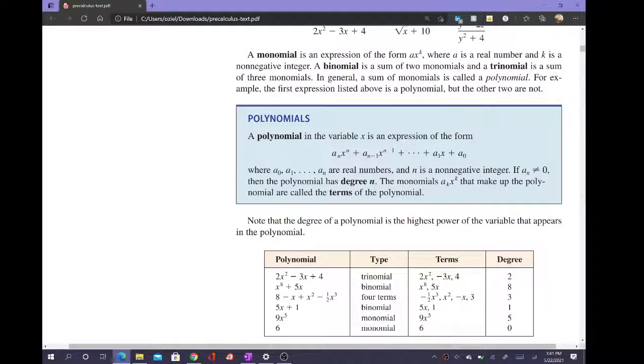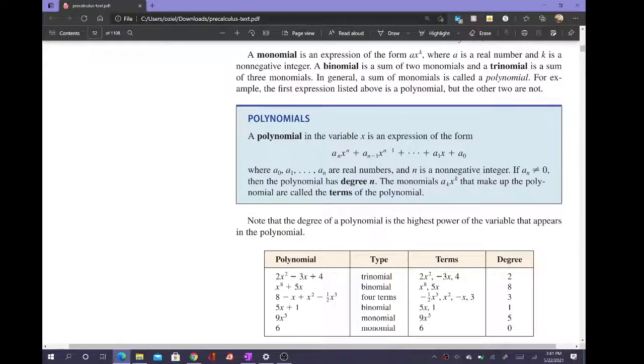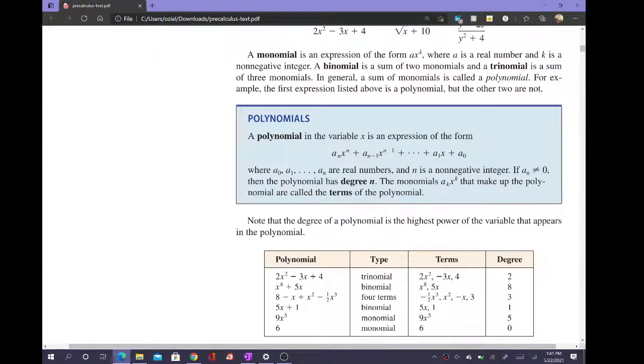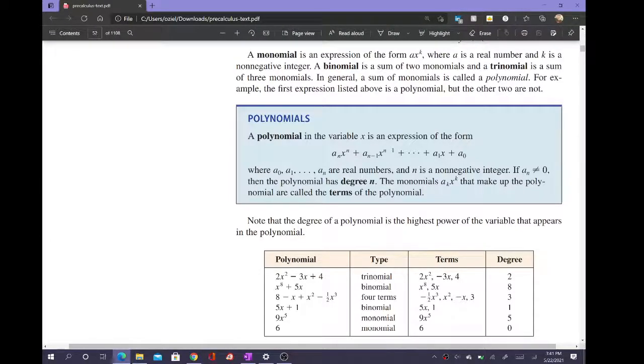Now, it says a polynomial in the variable x is an expression of the form a sub n x to the n plus a sub n minus 1 x to the n minus 1 plus dot dot dot plus a sub 1 x plus a sub 0. So, don't get confused by this. This is just the general form of any polynomial. You don't have to remember how this is, okay? It just tells you that any polynomial can be written of this form, where a naught, a sub 1, and a sub n are all real numbers. So this can be any real number, this can be any real number, and n has to be a non-negative integer, so it has to be positive.